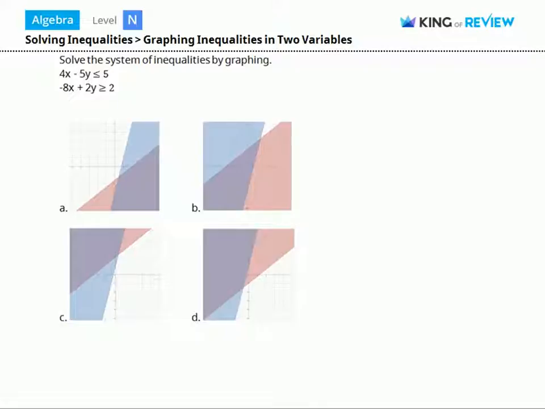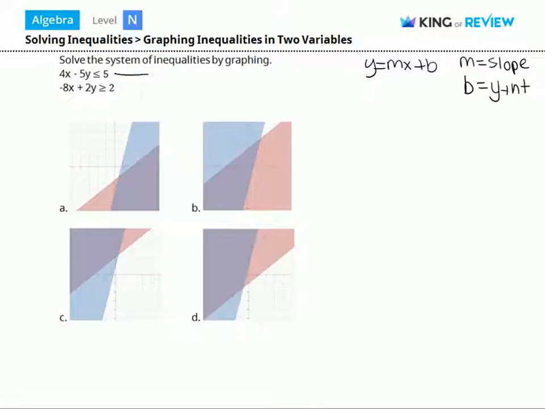The slope-intercept form is y equals mx plus b, where m is equal to the slope and b is equal to the y-intercept. And the reason we put these in the slope-intercept form is because it's an easy way to graph a line.